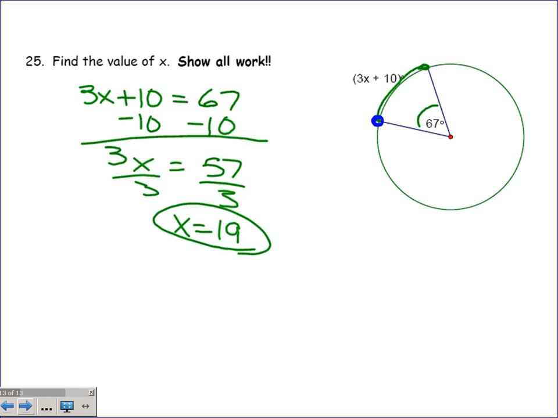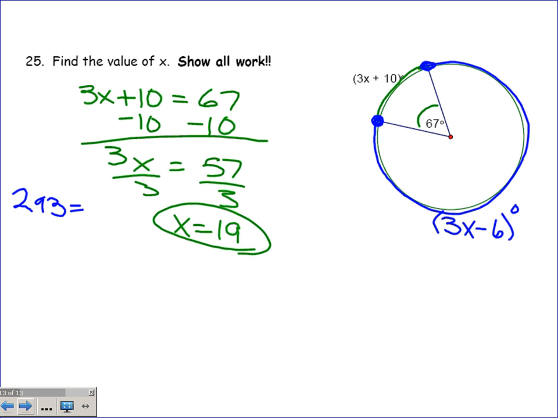I'm just going to do a problem here. Okay. I'm going to say this whole outside part is going to equal 3x minus 6 degrees. So I'm sort of changing this problem. How many degrees is this entire outside part then? So the whole circle is how much? 360. And if I subtract 67 from that, 293. So that 293 is going to be equal to 3x minus 6.